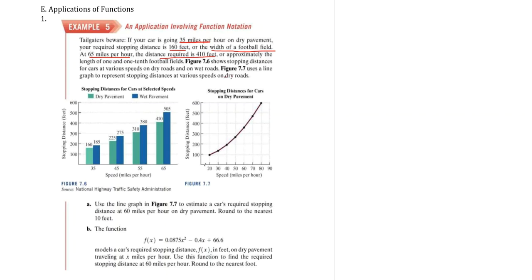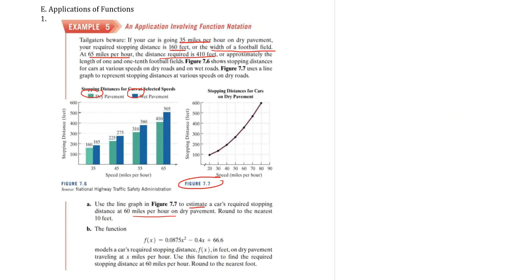Figure 7.6 shows stopping distances for cars at various speeds on dry roads and on wet roads. So the dry pavement is in green, and then the corresponding blue bar graph is the wet pavement data. Figure 7.7 uses a line graph to represent stopping distances at various speeds on dry roads. For part A, we want to use the line graph in figure 7.7 to estimate a car's required stopping distance at 60 miles per hour on dry pavement and round to the nearest 10 feet.